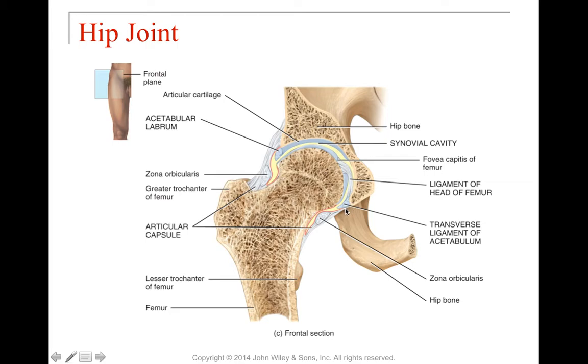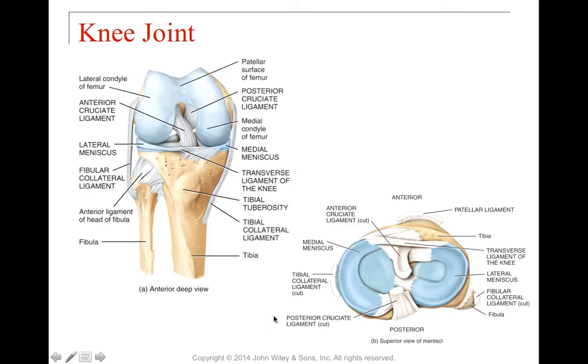We also have another ligament here, the transverse ligament of the acetabulum, which is going to be connecting from the acetabulum transversely to another region of the acetabulum. Here's the zona orbicularis right here. This is going to be an area allowing for a great range of motion. Here's the bottom of the hip bone. And then here again, zona orbicularis, basically going around the whole head of the femur here. Here's the lesser trochanter of the femur and the femur itself.